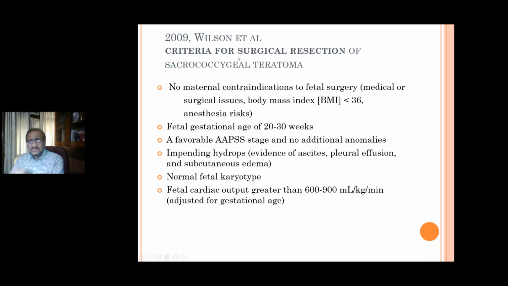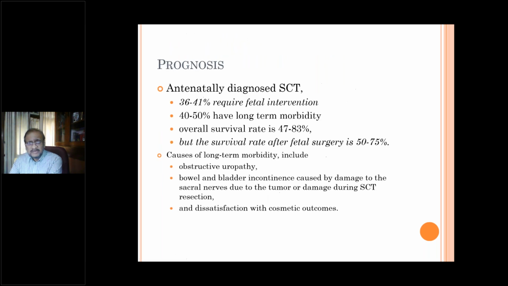The criteria for surgical resection is not very difficult. You have to look for maternal contraindication. You have to look at the fetal gestational age of 20-30 weeks. You have to look for the favorable APVSS, which I told you about, the American classification. Impending hydrops there, don't do it. Normal fetal karyotype, do it. Fetal cardiac output greater than 600, that has to be adjusted for gestational age, and that can be done.